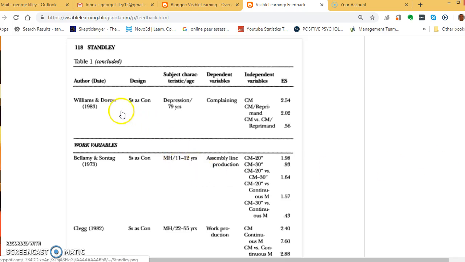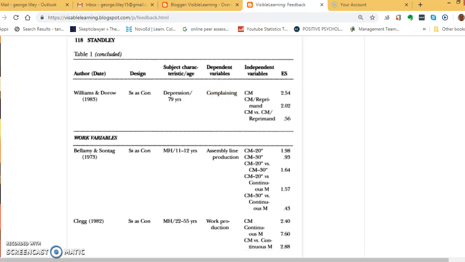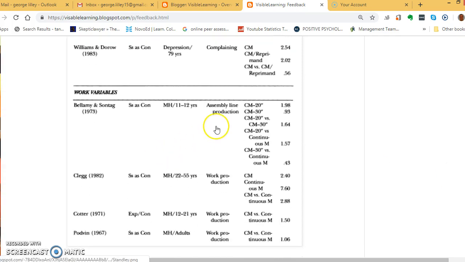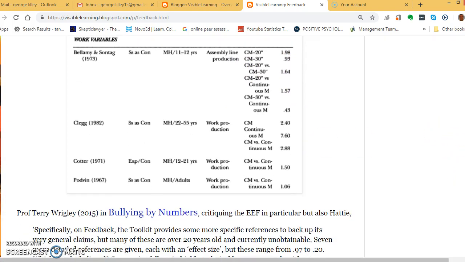For example, one of the studies that this meta-analysis used was on old age people who had depression, and they were measuring in some sort of fashion the amount of complaints that patients would have. They also looked at assembly line production having background music and the effect on the behaviour or the attention of the workers. So that goes to show you that these studies are quite disparate.